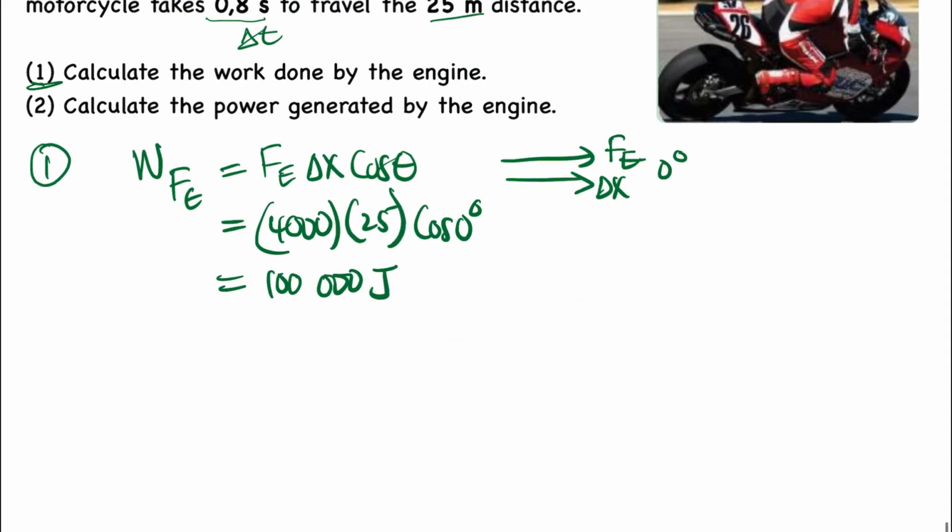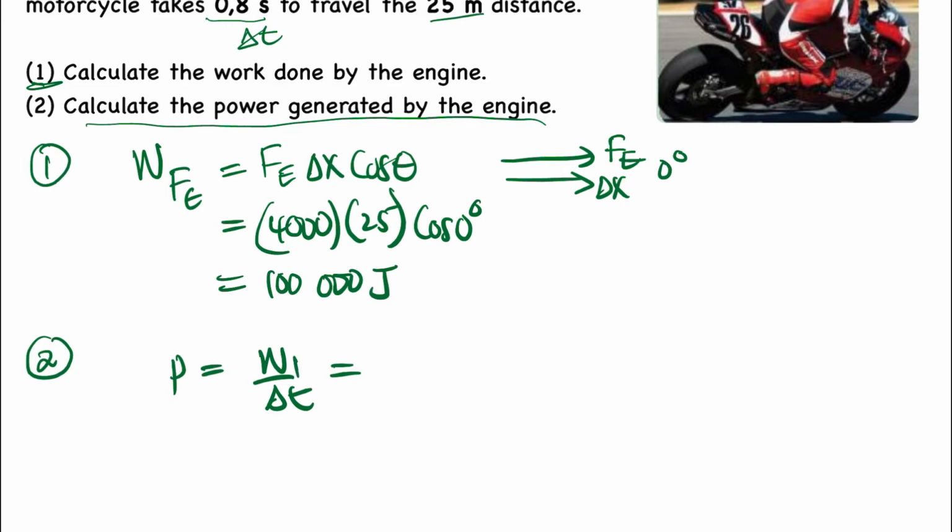Let's go to number 2. It says calculate the power generated by the engine. So we want the power, how quickly the energy was transferred by the engine. Power is equal to W over change in t, where W is the work done by the force of the engine. So it's 100,000 divided by the time, 0.8 seconds.